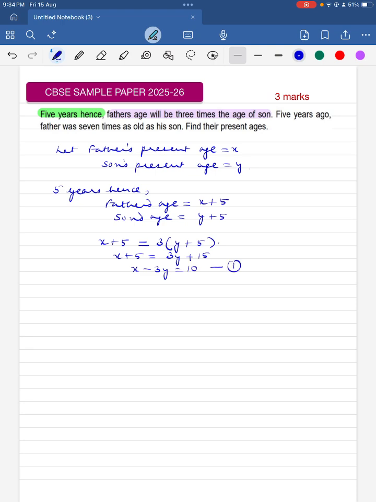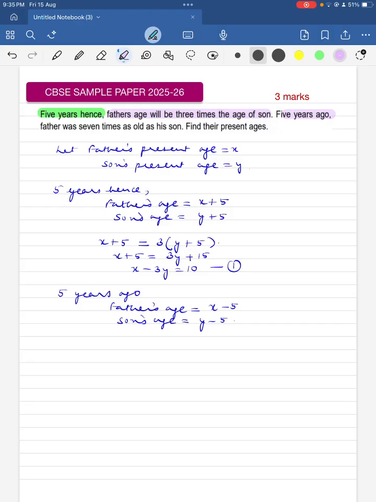Now, they're talking about 5 years ago, like before 5 years. Now, if you're 15 years now, 5 years ago, you would have been 10 years. How did we get that? We did 15 minus 5 and we got 10, right? So, the same way, 5 years ago, father's age would be x minus 5 because his present age is x. He would have been x minus 5 years old 5 years ago. Also, the son's age would also have been y minus 5.